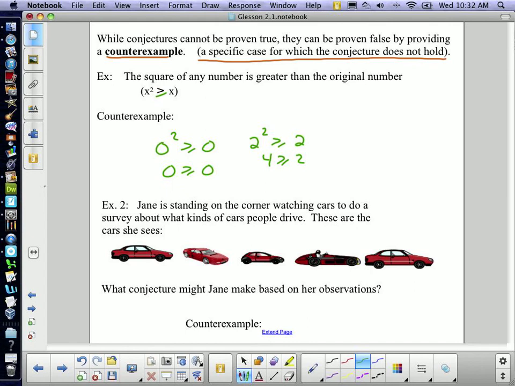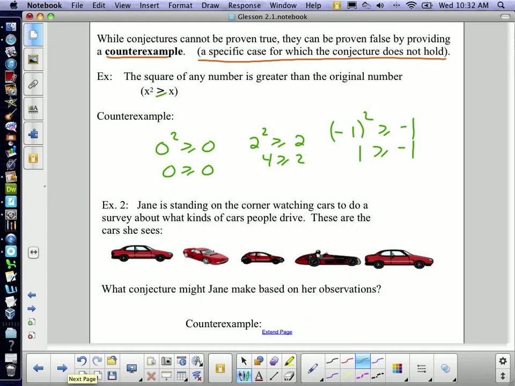What other numbers might we want to try? Let's not just stick to our counting numbers. Let's think about other numbers. There are a lot more numbers than just whole numbers. What about if the number is negative? Good idea. Let's try negative 1. Negative 1 squared is greater than or equal to negative 1. Well, negative 1 squared is 1. Okay, so it is. My conjecture still is good. Haven't found that counterexample yet.